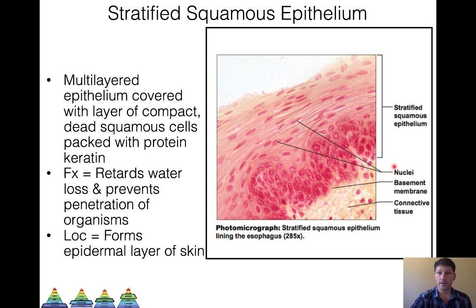So it's multi-layered. We've got our basement membrane. We've got underlying connective tissue. We name it for those apical cells at the top. It's helping to retard the water loss that would just naturally happen. So just like plants evapotranspirate, humans are losing water, and this stratified squamous reduces the amount of water that's being lost. It also prevents abrasion, so if you get scuffed up a little bit, it's keeping bacteria and pathogens out. It's our suit of armor, if you will, and that's going to form our epidermal layer.